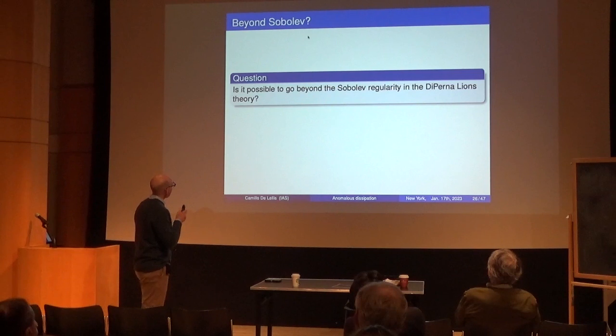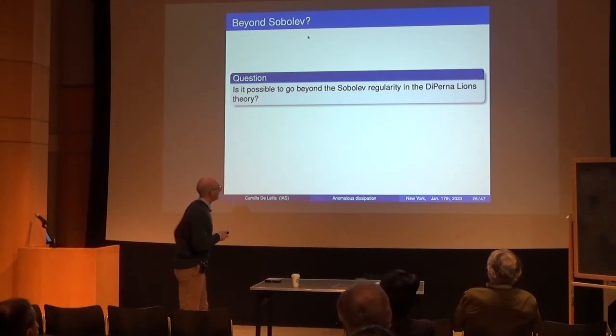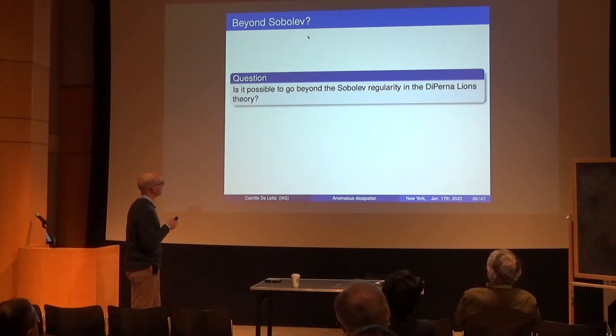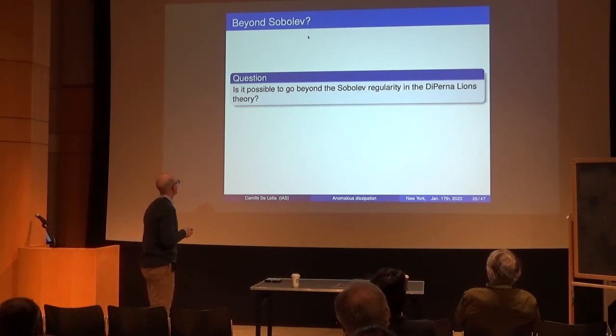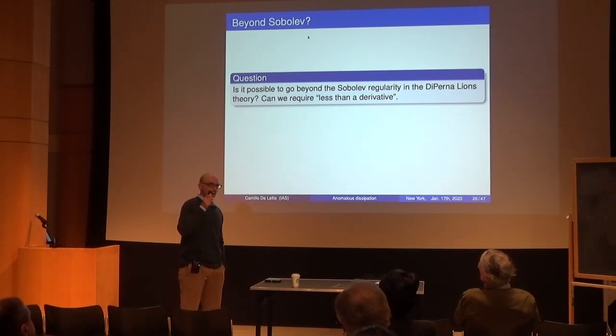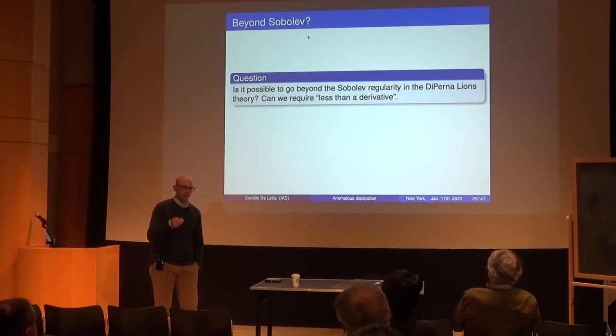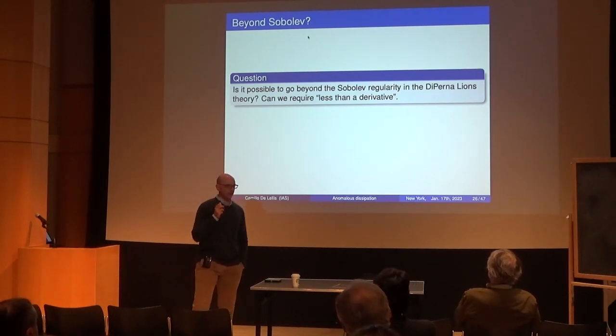So now, what I actually want to get to, and I will show you how this is linked to my initial question, is it possible to go beyond the Sobolev regularity in the Bernoullian's theory? Can you remind me what Sobolev regularity meant? One derivative in L^p. So now, what do I mean I go below? So I give up one derivative. So I have a fraction of a derivative.